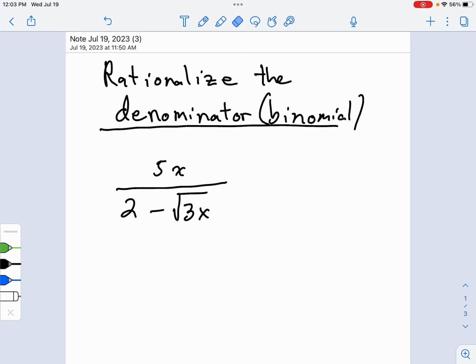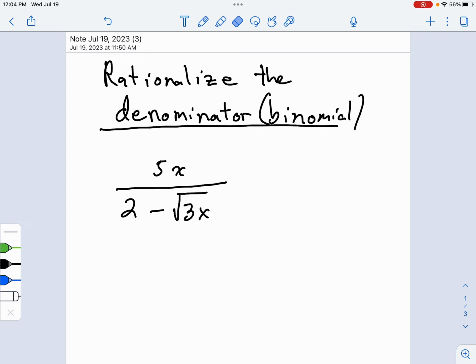This is the third in a series of videos about rationalizing the denominator. Today we'll be looking at rationalizing the denominator of an expression for which its denominator is a binomial. Okay, so binomial, that means that you're adding two terms here. So 2 minus root 3x.